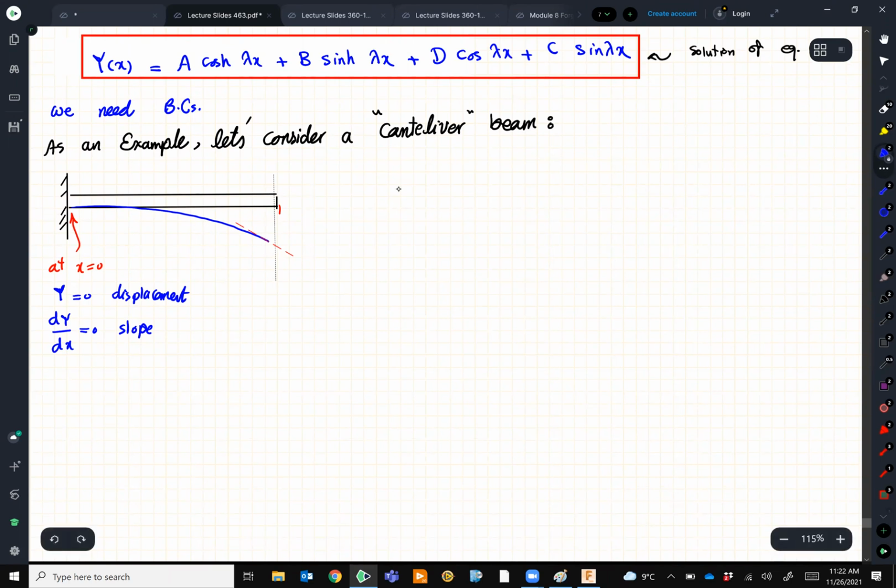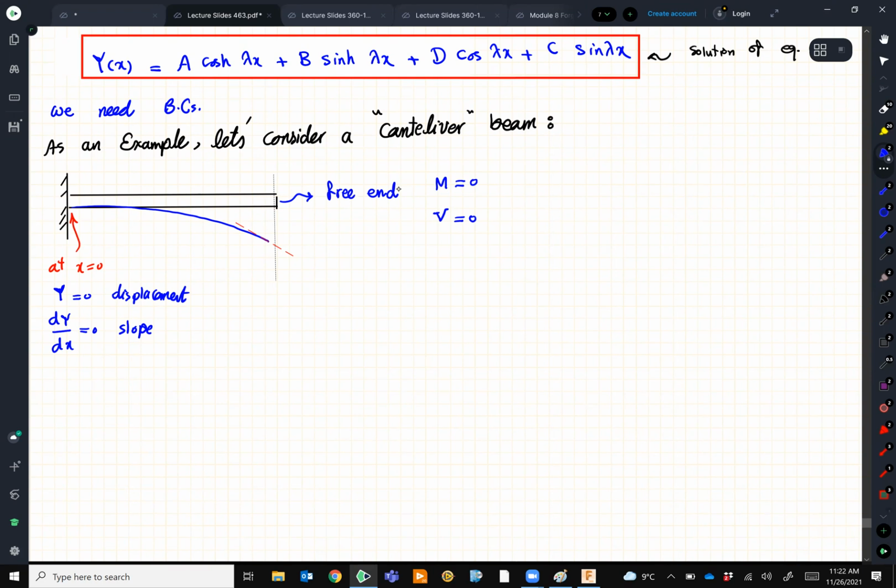So let's look at that. This is a free end. And at the free end, there is no M, and there is no shear force. Do you agree? It's free, it's just air. There is nothing there. So how can I use these M and V?